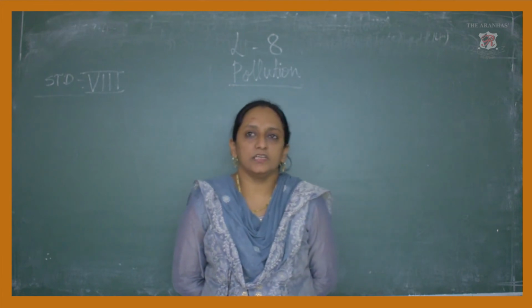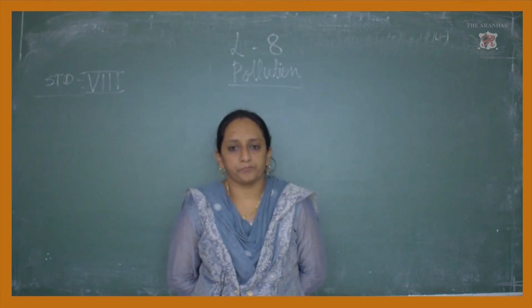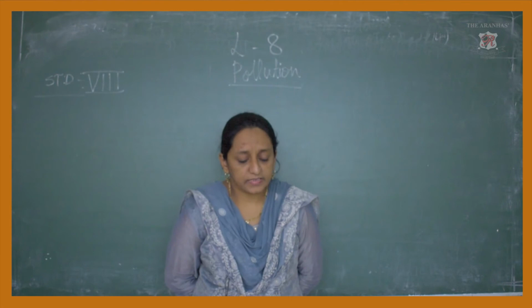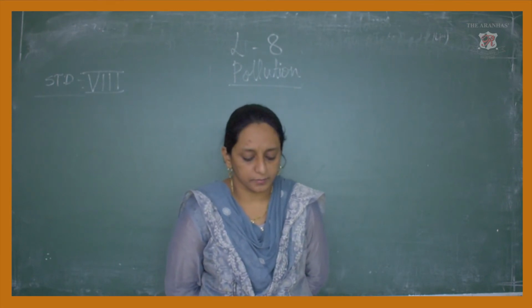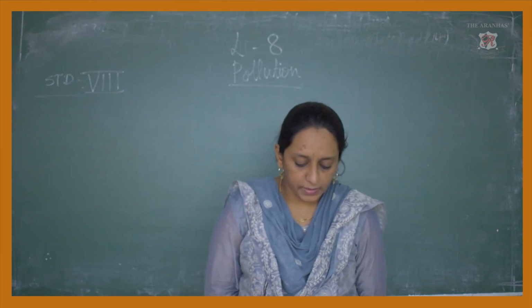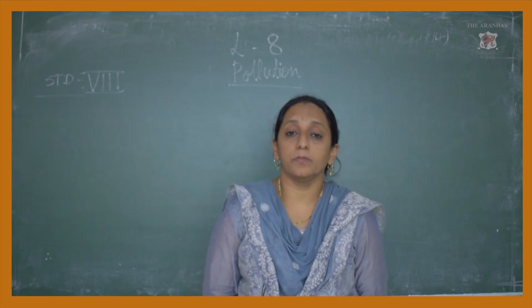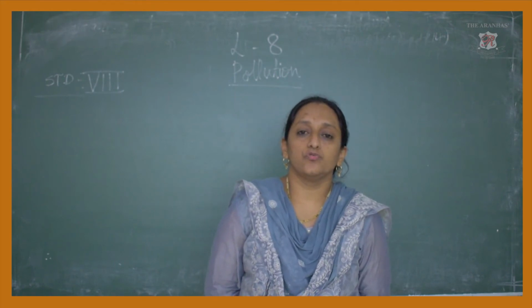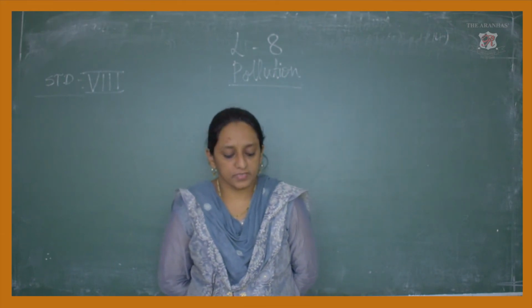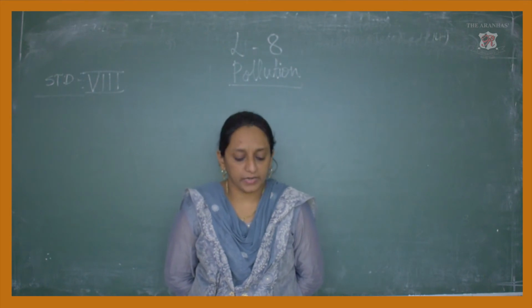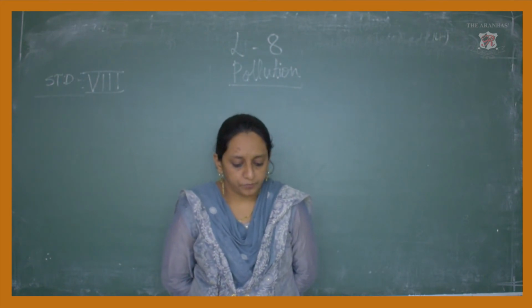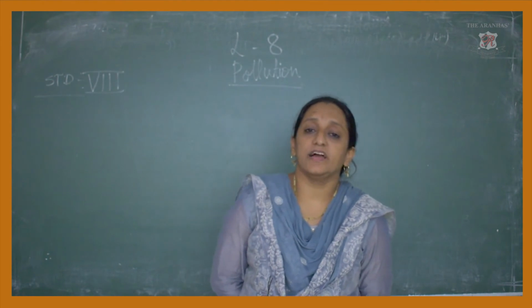1984 means 37 years back. This gas leakage accident had occurred on 2nd December. 8,000 people had died. See the number of people who fell victim to that accident. 8,000 people died in that industry due to accidental gas leakage.